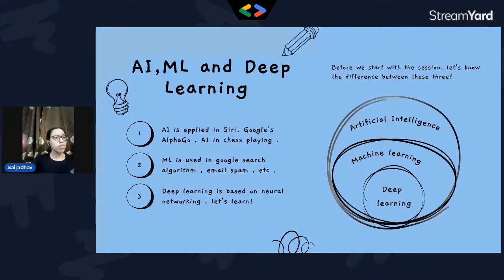Now, let's go back to machine learning. Machine learning is an application or subset of AI that allows machines to learn from data without being programmed explicitly. Machine learning works on algorithms which learn on their own. Machine learning is used in various places such as email spam filters, Facebook auto friend tagging suggestions, the Google search algorithm, and so on.